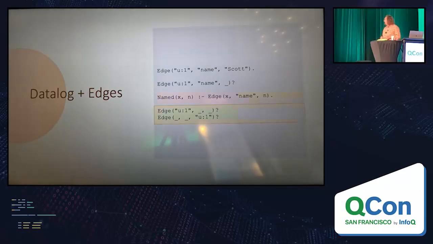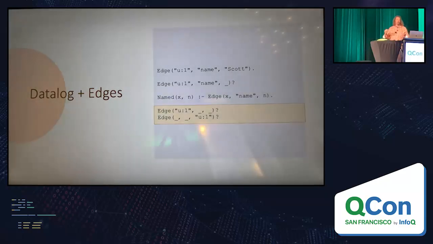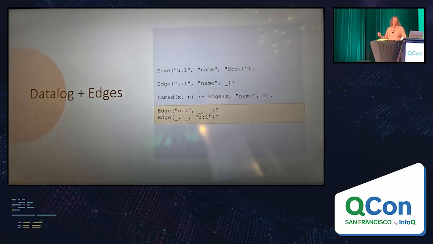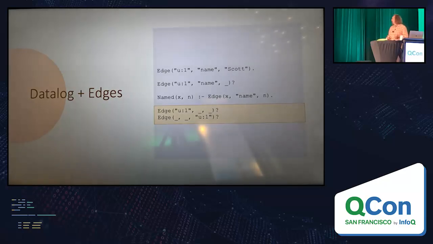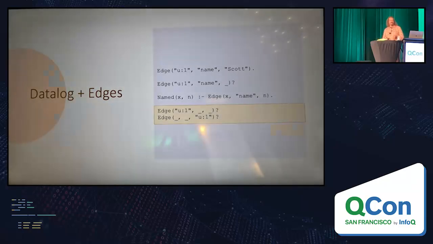A cool thing that you can do with Datalog and edges is you can say, well, user one, what's up with that? Like all the inbound edges on user one. This is a very typical first step when you're exploring a new database with a schema that you're not familiar with. You find something that you know, typically yourself, and then you go explore just by looking at the inbound edges. And it's something that's very difficult to do in SQL.